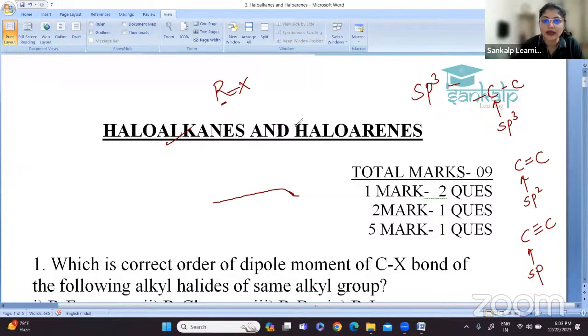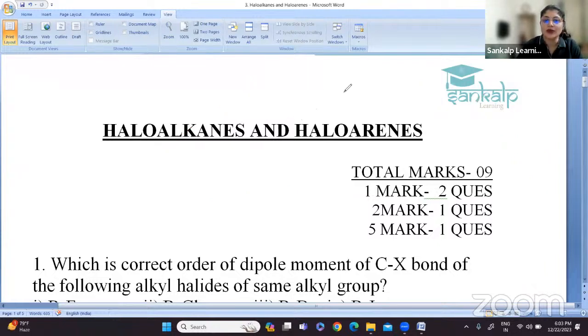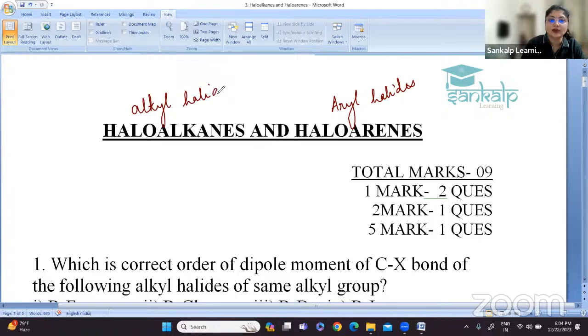Now, what do you mean by haloarenes? They are called aryl halides. Haloalkanes are alkyl halides and haloarenes are aryl halides. Alkyl halides are represented by RX, where R is an alkyl group. Fine. Now your aryl halides.